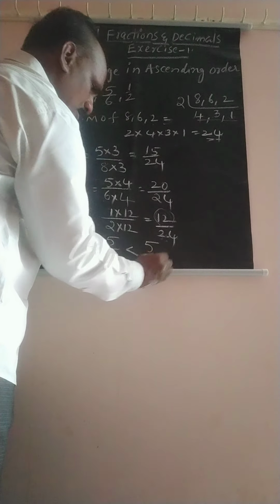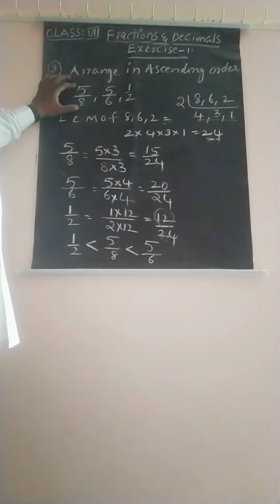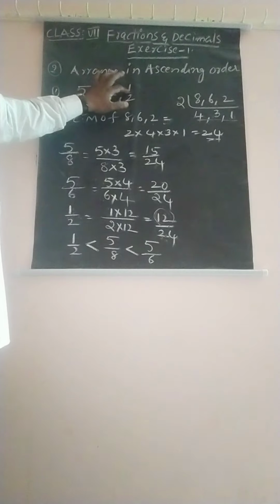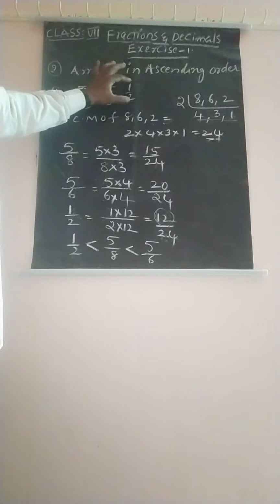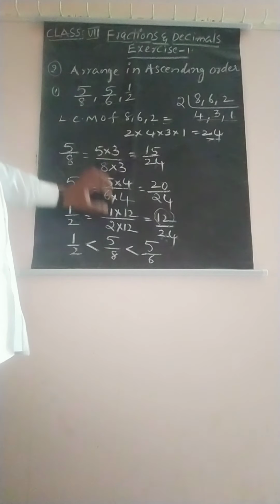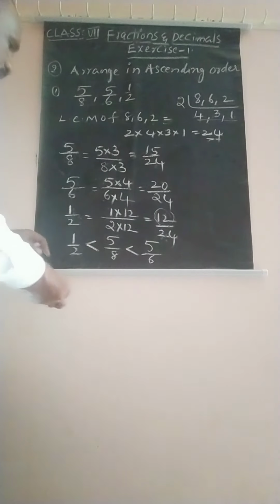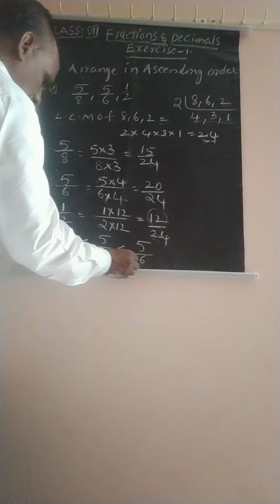See children, the ascending order of this problem is 1 by 2, 5 by 8, 5 by 6. What does ascending order mean? First the smallest fraction is 1 by 2. Next, somewhat bigger, is 5 by 8. The biggest is 5 by 6. This is called ascending order.